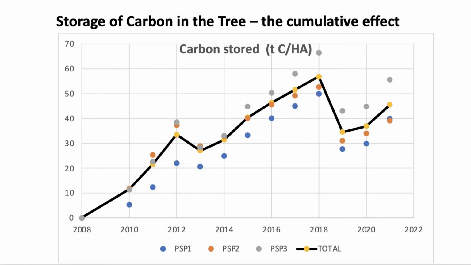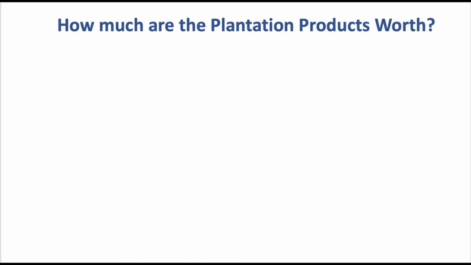Whereas the storage of the carbon in the tree, it's the carbon out of the CO2 that gets stored in the tree, that's like the cumulative effect. The carbon that was absorbed last year, and the year before, and the year before that, is all still in the tree, being stored. And that continues to increase, but with the dips when you had the thinning.